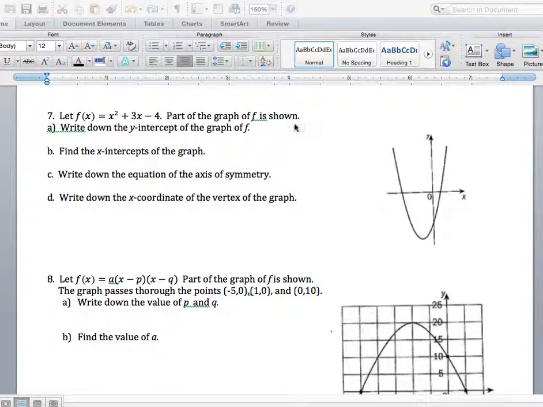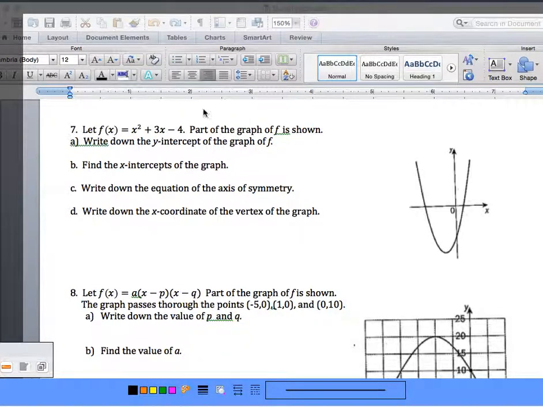For this second part, we're going to start taking a look at some graphs. So the first thing it asks us to do is to write down the y-intercept. Well, we know the y-intercept, x equals 0, so we can plug that into our equation, 0 squared plus 3 times 0 minus 4. So we have the point -4, so it's (0, -4). So that's our y-intercept right here, (0, -4).